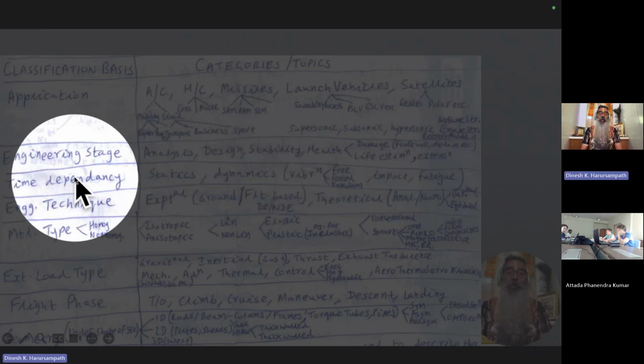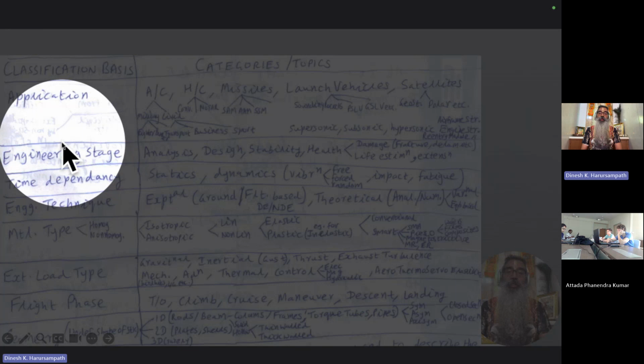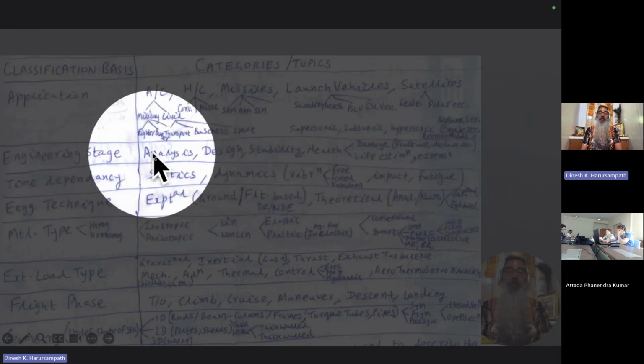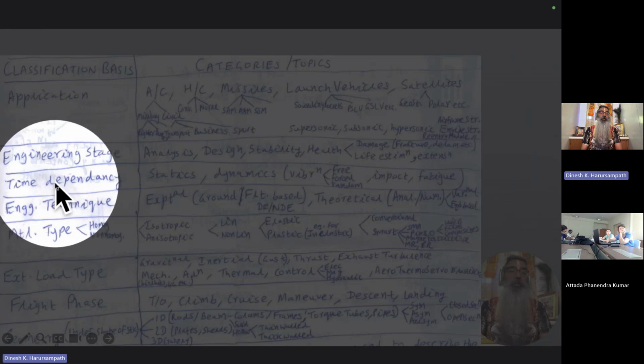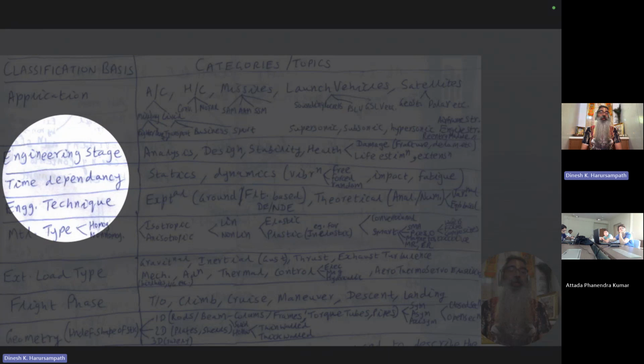So next, that's as far as the engineering stage is concerned, in terms of the various kinds of things that are required from a structural point of view. Next, we go to the classification based on the dependency over time. As I said, the spatial variable is one of the independent variables. So this concept of independent and dependent variables is something that you would have come across in the course on differential equations, one of the prerequisites possibly for this course.